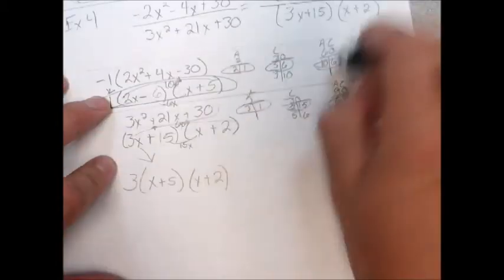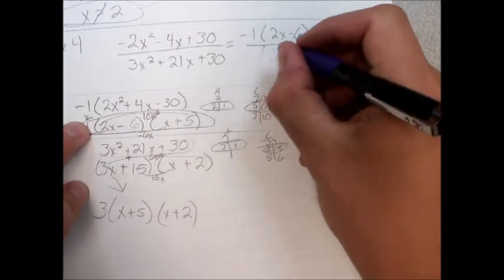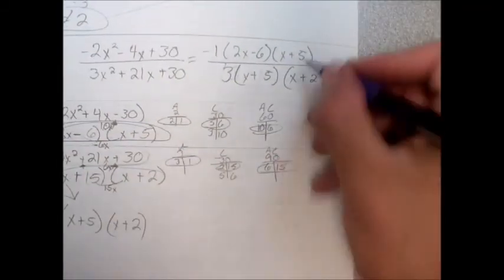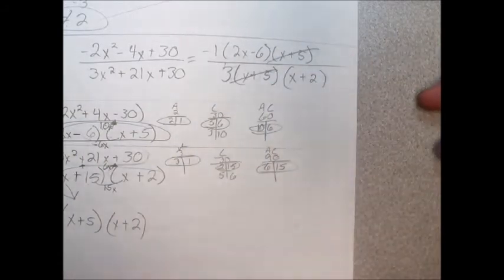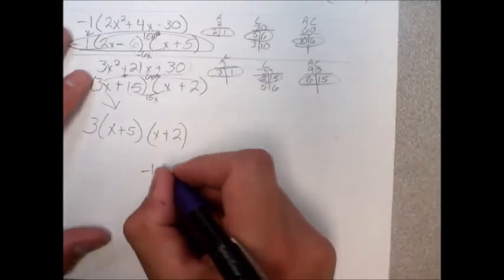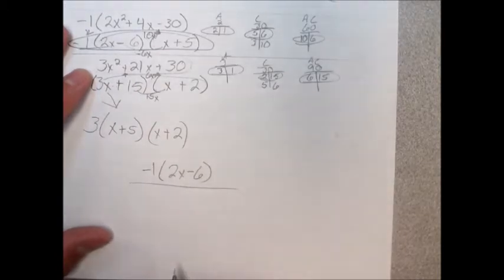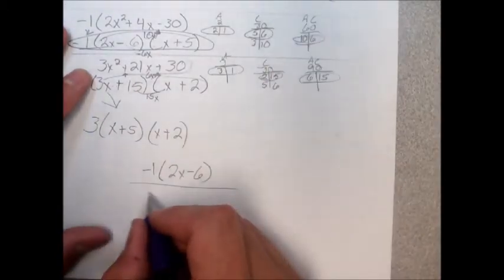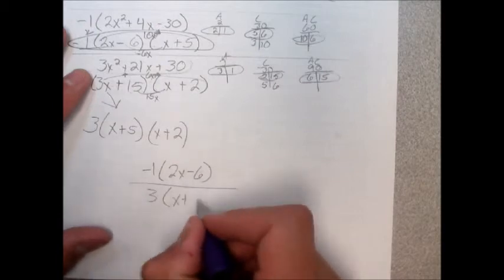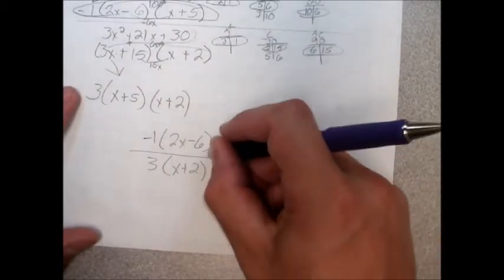Okay, so now all I have to do is rewrite the one up top. So at least we don't have to redo the whole thing. So I have an x plus 5 that cancels. So then I just rewrite the problem as what is left there. So I have a negative 1, a 2x minus 6 on top, and then I have a 3 and an x plus 2 on bottom. And I would leave it just like that. I wouldn't do anything more.